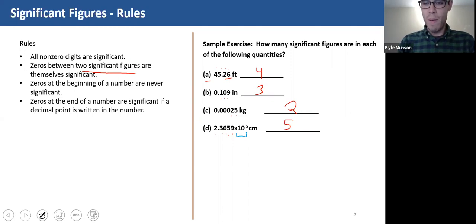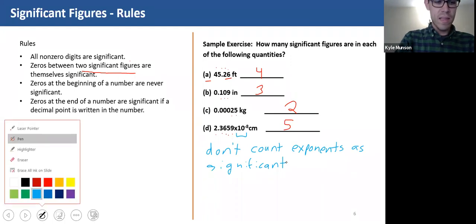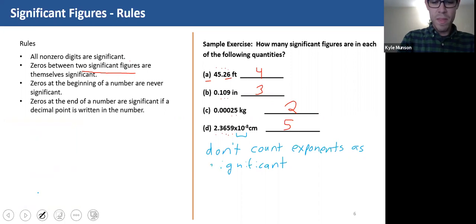But an easier way to remember that is that you never count exponents as significant, okay? That's the easiest way to remember it. If you see an exponent, ignore it. They are not significant. All right.